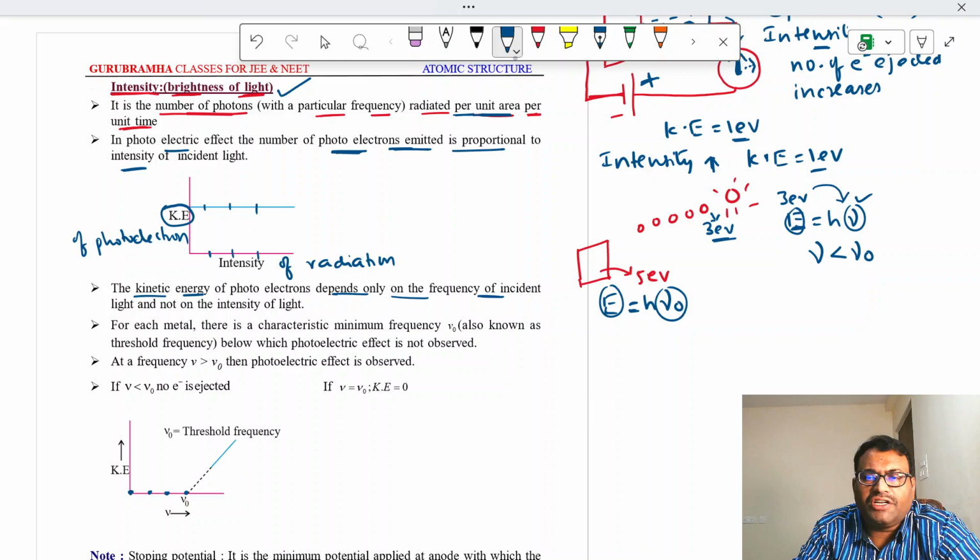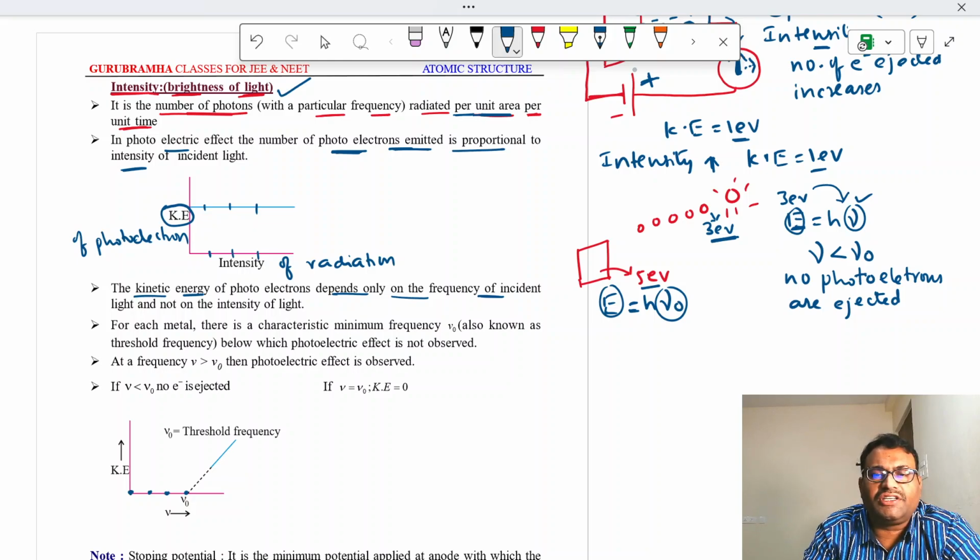Here the photon has 3 electron volt, but the work function is 5 electron volt. These two are related as the frequency of incident radiation is less than the threshold frequency. Now will the electron be ejected? No photoelectrons are ejected. If no photoelectron is ejected, where will the kinetic energy be? That is what is being said here.